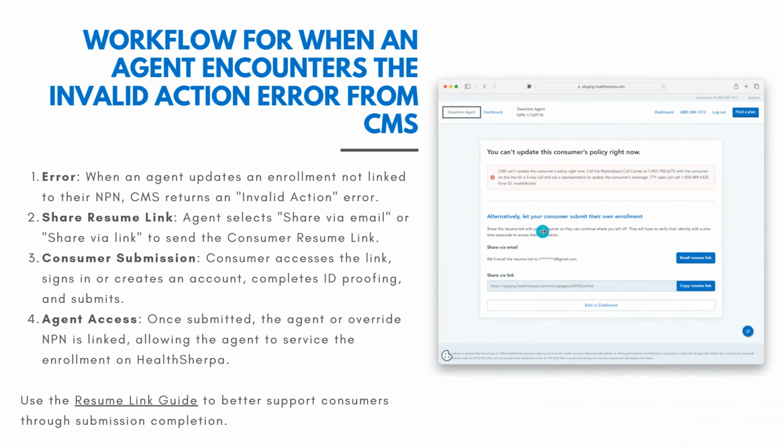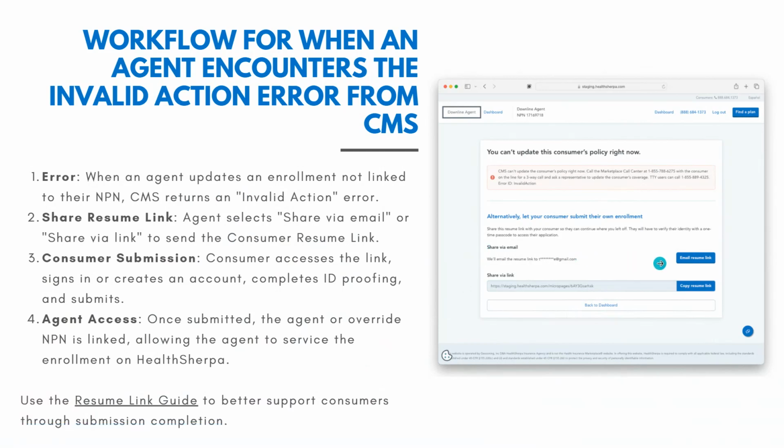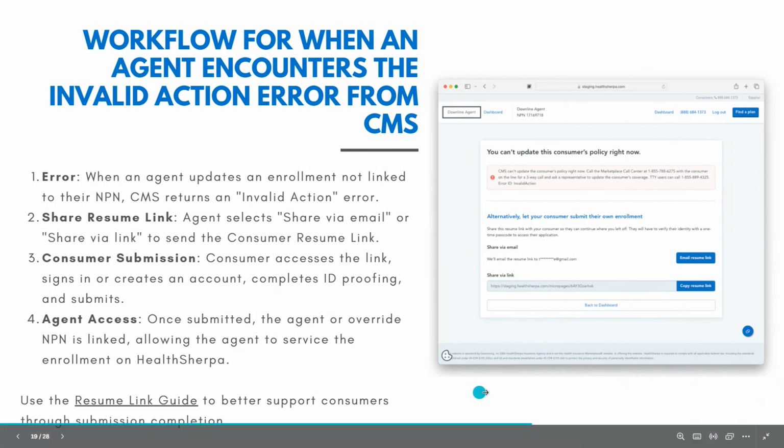So when you do see these error messages, it is something where you can ask the client which is easier for you. Is it easier if I email this link to you, or is it easier if I send it to you via text? And then the client is going to have to go through the ID proofing process. And then once that's completed, then you can resume and complete their application with them.